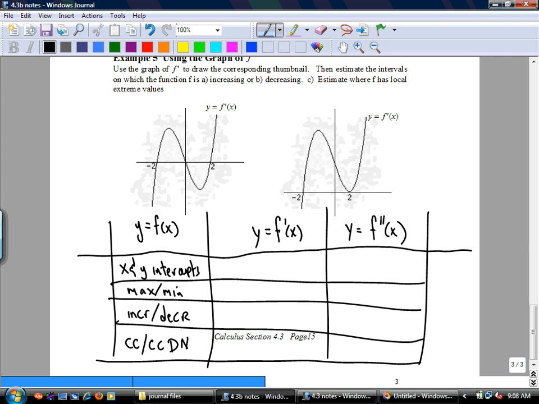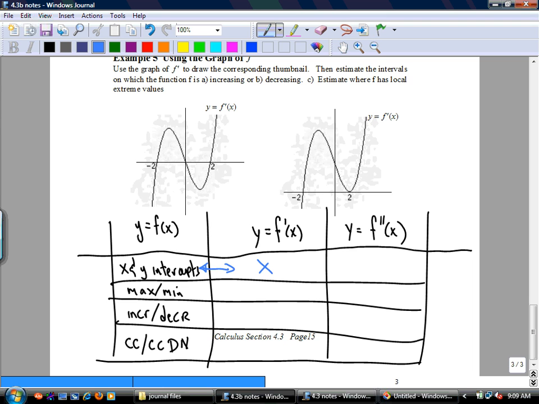Notice how far away it is before we start talking about going backwards. So, as we go to the derivative graph, this information is lost. If I graph y equals f prime of x, you can't tell me about the x and y intercepts of the original graph. You can't.